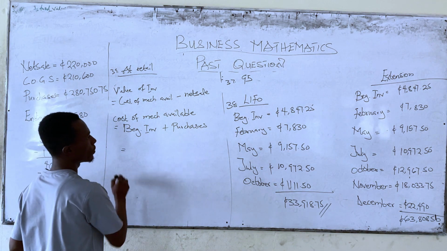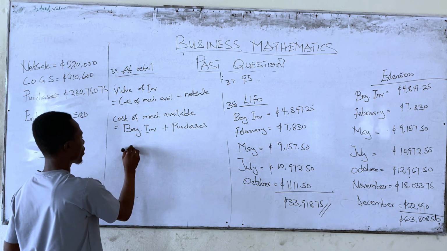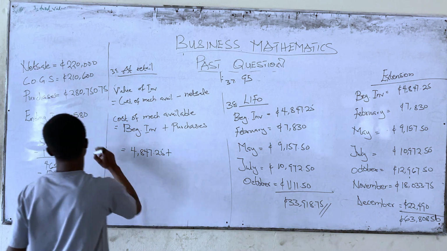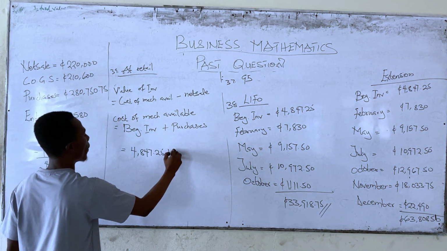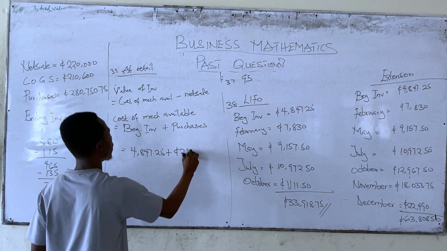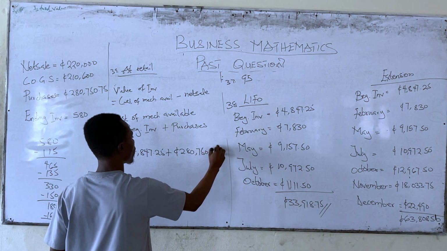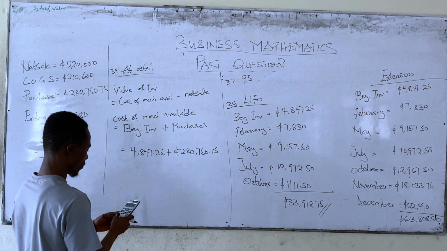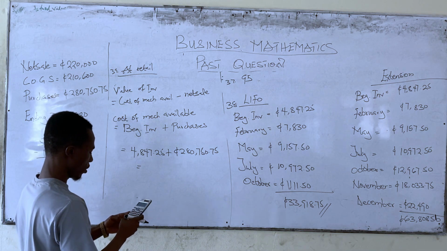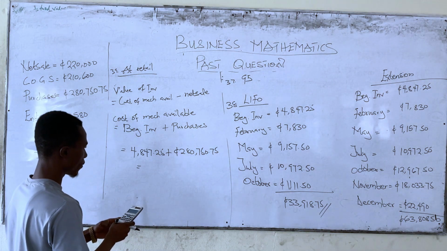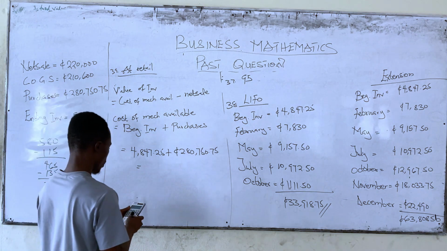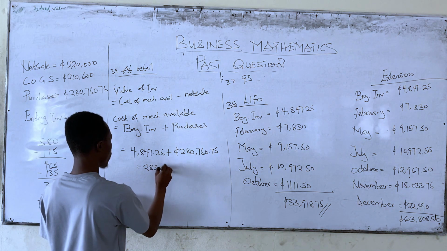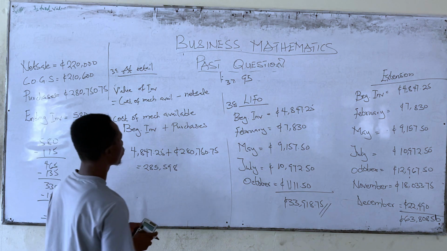So your beginning inventory is 4,847.25 plus they gave you the purchases, which is 280,750.75. So when you add the two, 4,847.25 plus 280,750.75. So you are going to get 285,598. This is what you are going to get.